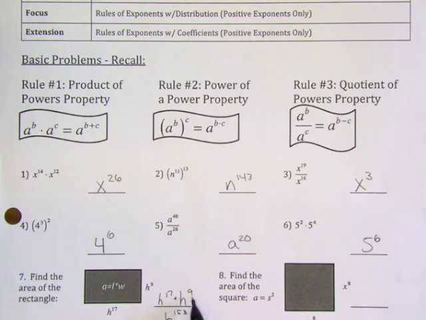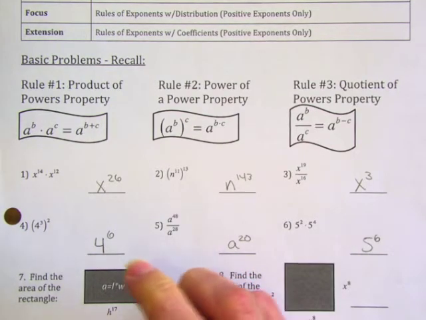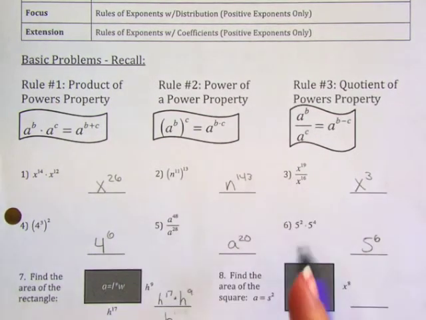Okay, let me take that back. I changed that. We are multiplying here, so that's our first rule, multiplying. We should be adding our exponents. I apologize for that. We get h to the 26th. Okay, that is our expression for the area of the rectangle.